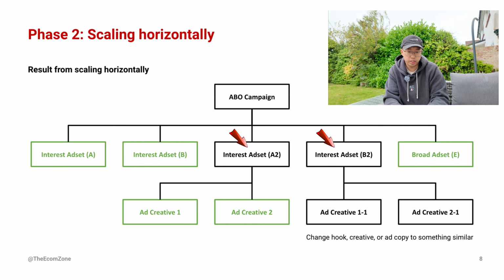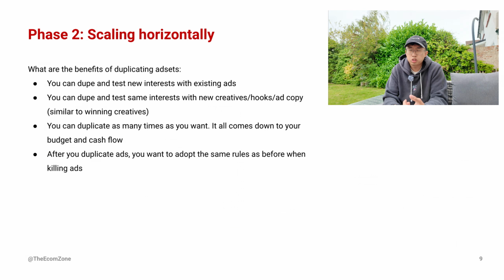Sometimes you can actually keep the same interest and test that way. And remember guys, it's all about testing. So what you can do when you're testing is change the ad hooks, your creatives or ad copy to something similar and test it against your winners. So you're not deleting your winners, you're just duplicating the ad creatives inside and you're testing more. So what are the benefits of duplicating ad sets? You can dupe and test new interests with existing ads.